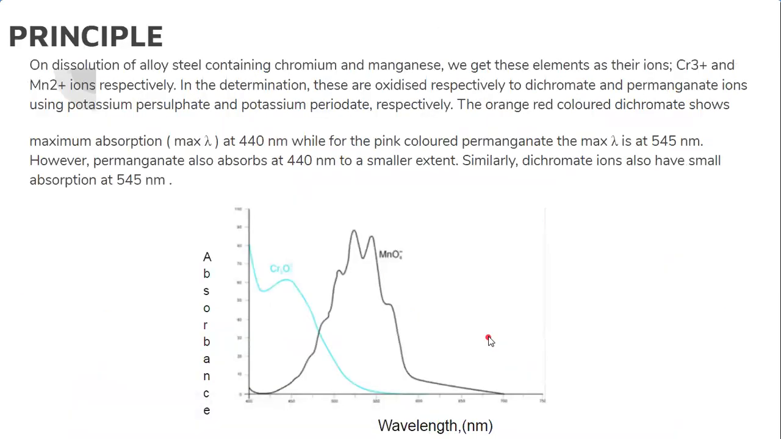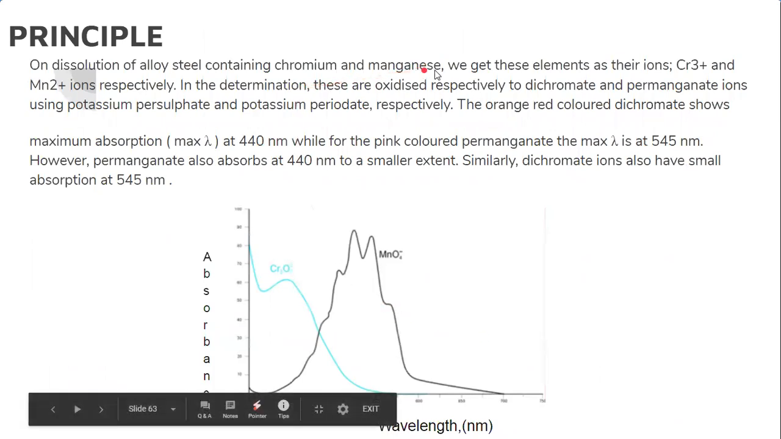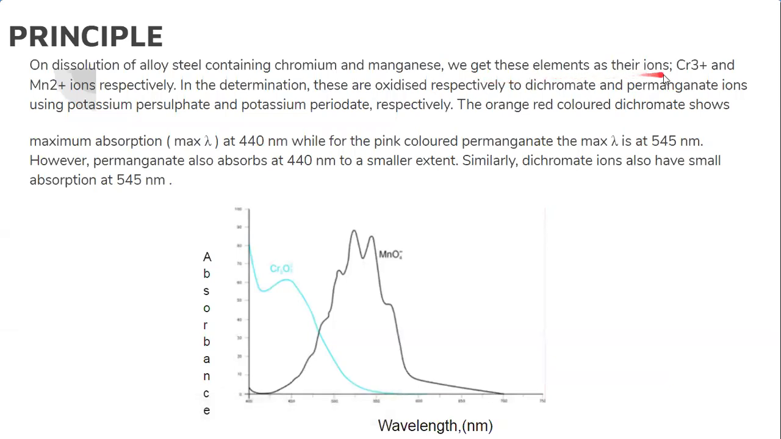Let's discuss the principle. First, what happens when we dissolve steel containing chromium and manganese? These two elements are converted into Cr plus 3 and Mn plus 2 ions respectively. We cannot use these ions for determination. So later, we oxidize them by using potassium persulfate and potassium periodate into Cr plus 6 and Mn plus 7. These ions may impart color.